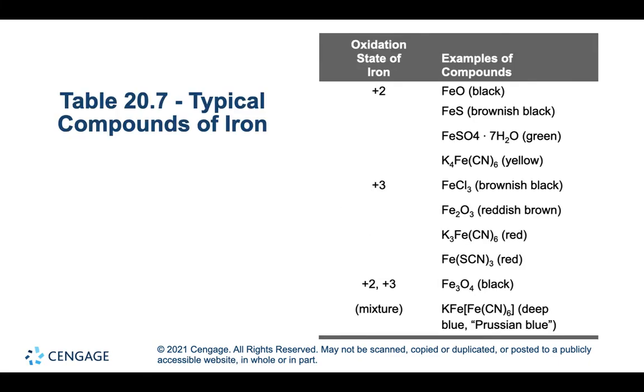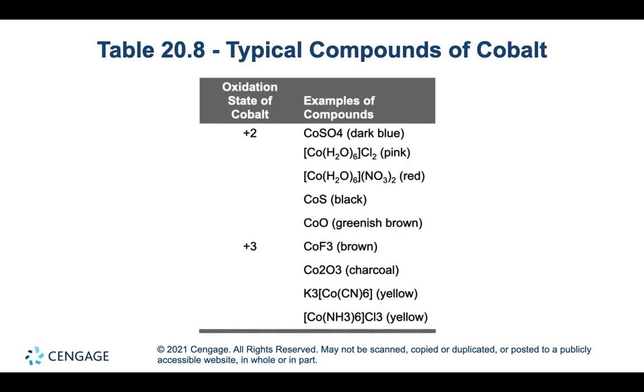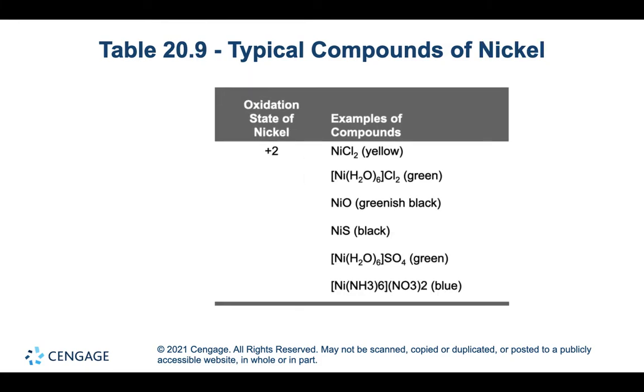Here's iron. Now we're starting to get over toward the right side of the table where the electrons in the d orbitals are held more tightly, and so we don't see these very high oxidation numbers. Iron is only going to be +2 or +3. Cobalt, again, +2 or +3, and a lot of different colors depending on what it's bonded to and what its charge is. Nickel, just +2.